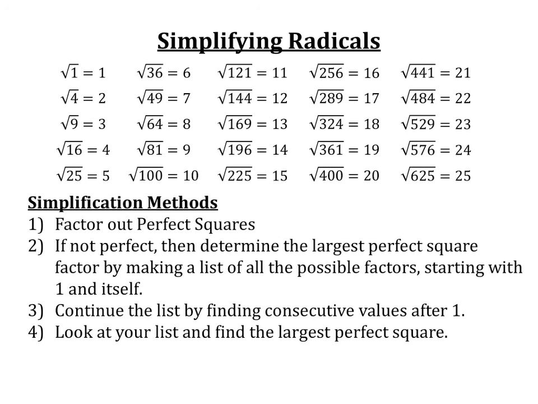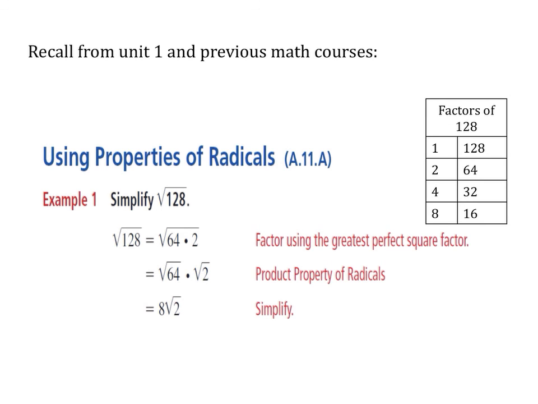So you want to make a list of all the factors of the number you're trying to simplify. And you want to find the largest perfect square. So I always start with 1 and itself, and then I continue the list, consecutive values after 1, until I find the largest perfect square. All right, so let's take a look at this example. We want to simplify the square root of 128.